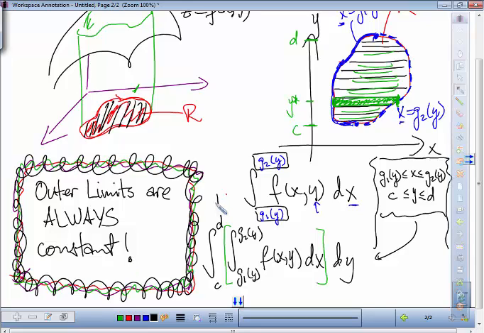So these outer limits that we've established over here, the C and the D, whatever you do when you're doing double integrals and you're finding the limits of integration, which is going to be one of your biggest tasks, the outer limits are always going to be constants. Now the inner limits might be constant, sure, that's fine, but the outer limits have to be constant.